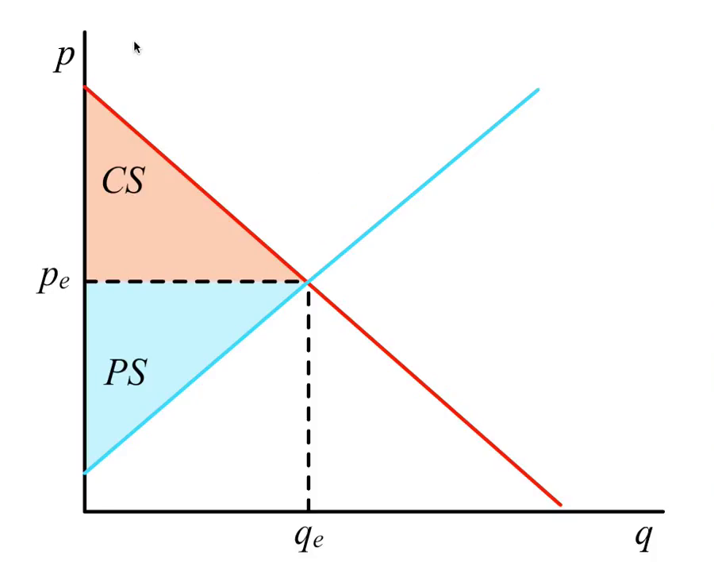I'm recording this video because I realized I made a mistake when I was explaining something about the producer and the consumer surplus in class, and I want to correct that mistake so you can answer the question correctly on your problem set. Okay, here's what the mistake was.